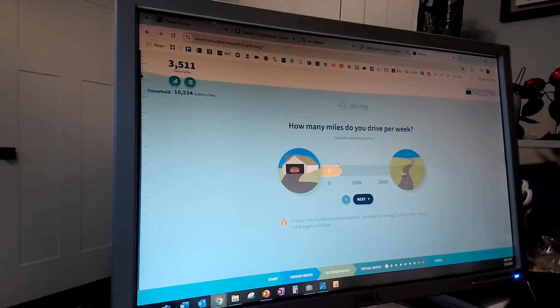So how many miles do you drive per week? And this includes carpooling miles, things like that. We per week are probably looking at less than 200, but I'll do 200 just for a little bit of evenness. We're probably only at about 100 miles per week. Yeah, let's go down to that. I mean, we do in the summer travel a little more often, but overall, we're probably only traveling 100 miles per week between our house and Cheney and whatnot.